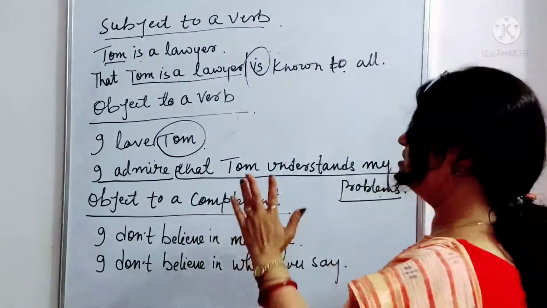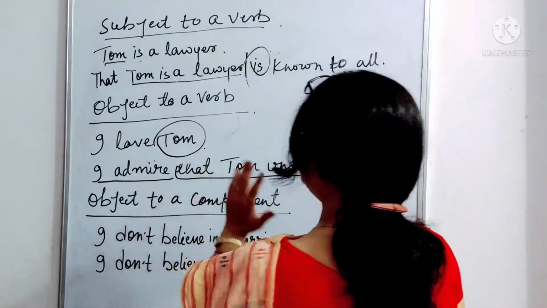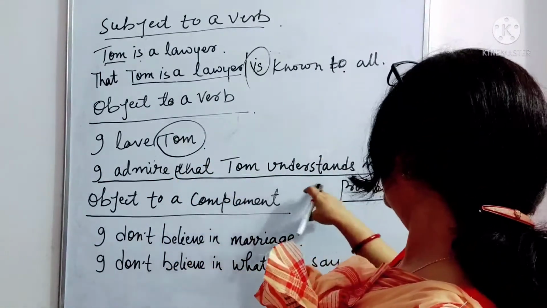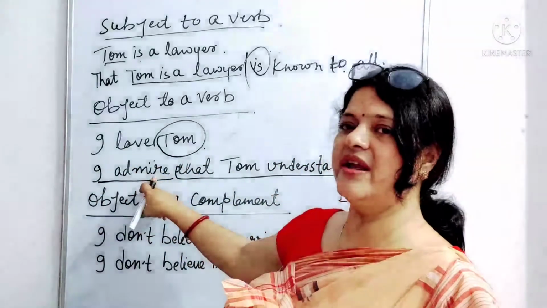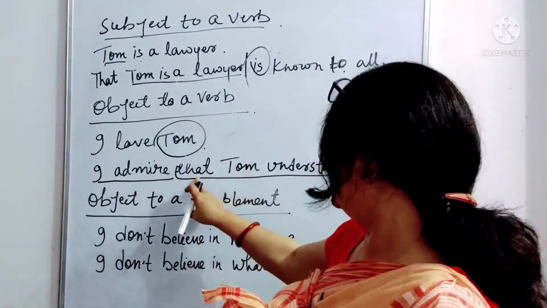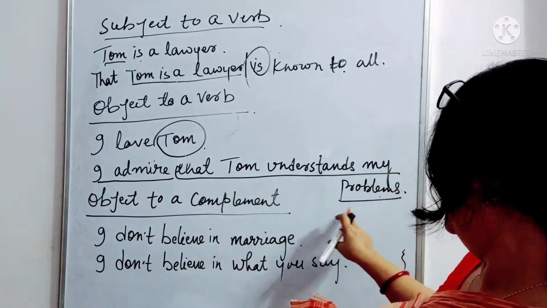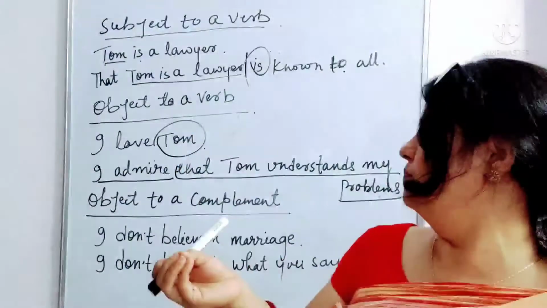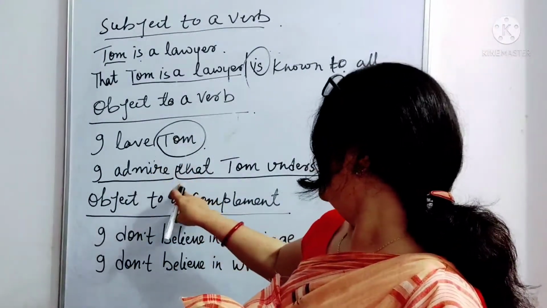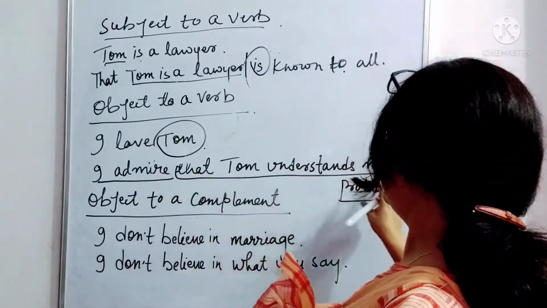So in this sentence also we see: I admire that Tom understands my problem. So this is the subject I, admire is the verb. After the verb, this whole part is a noun clause. It has come in the place of the object. So: I admire that Tom understands my problem.